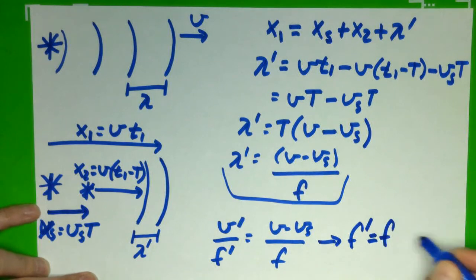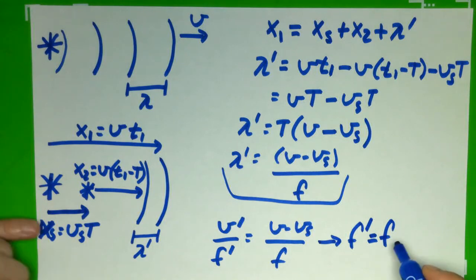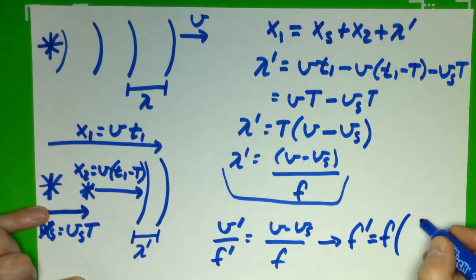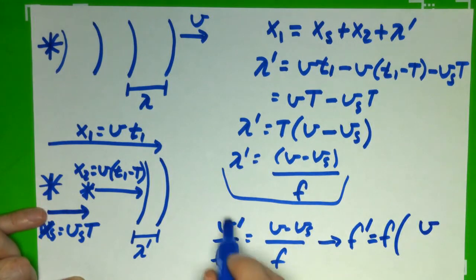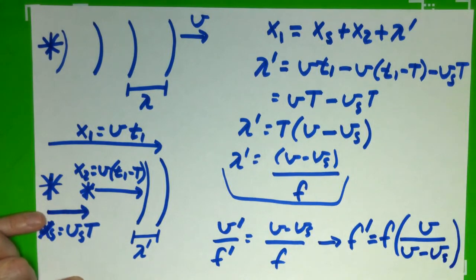That ends up being F prime, the perceived frequency, is equal to the original frequency, the true frequency of the source, okay, times the velocity, remember this is the velocity of sound, over the velocity of sound minus the velocity of the source. Okay, so this is a way of being able to measure the perceived frequency when we know the true frequency, the velocity of sound, and the velocity of the source.